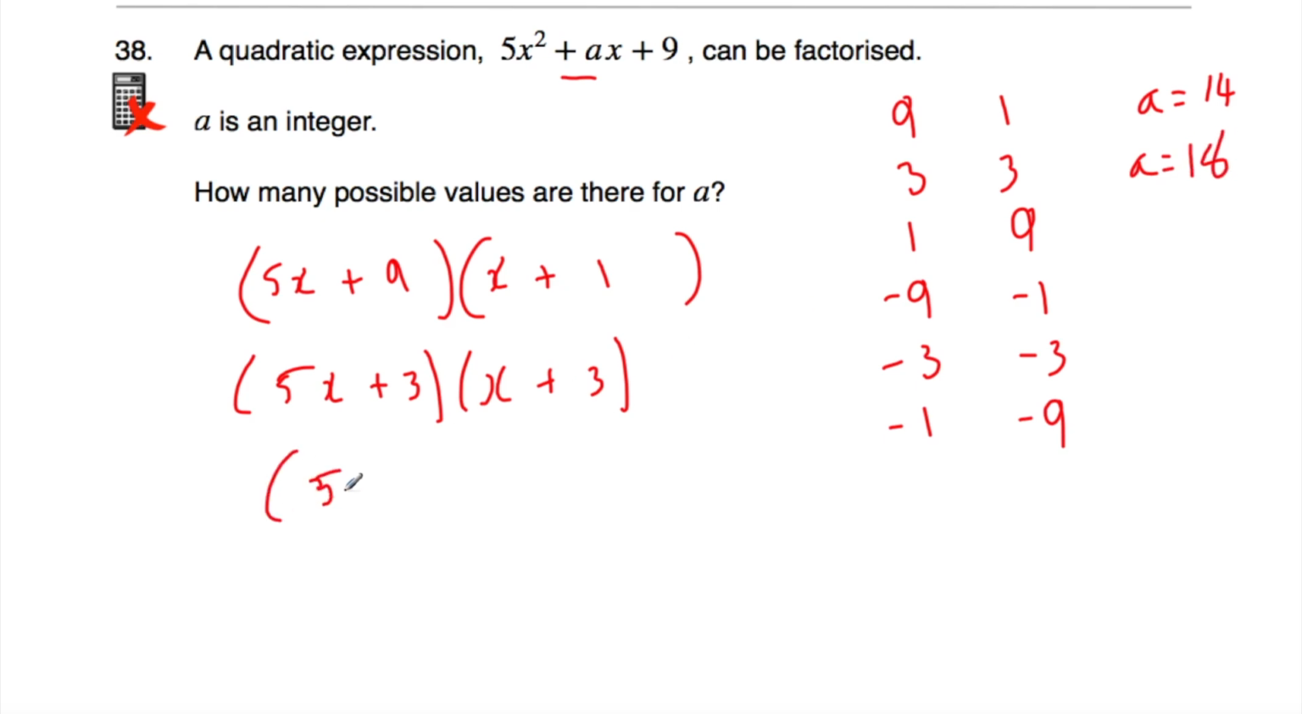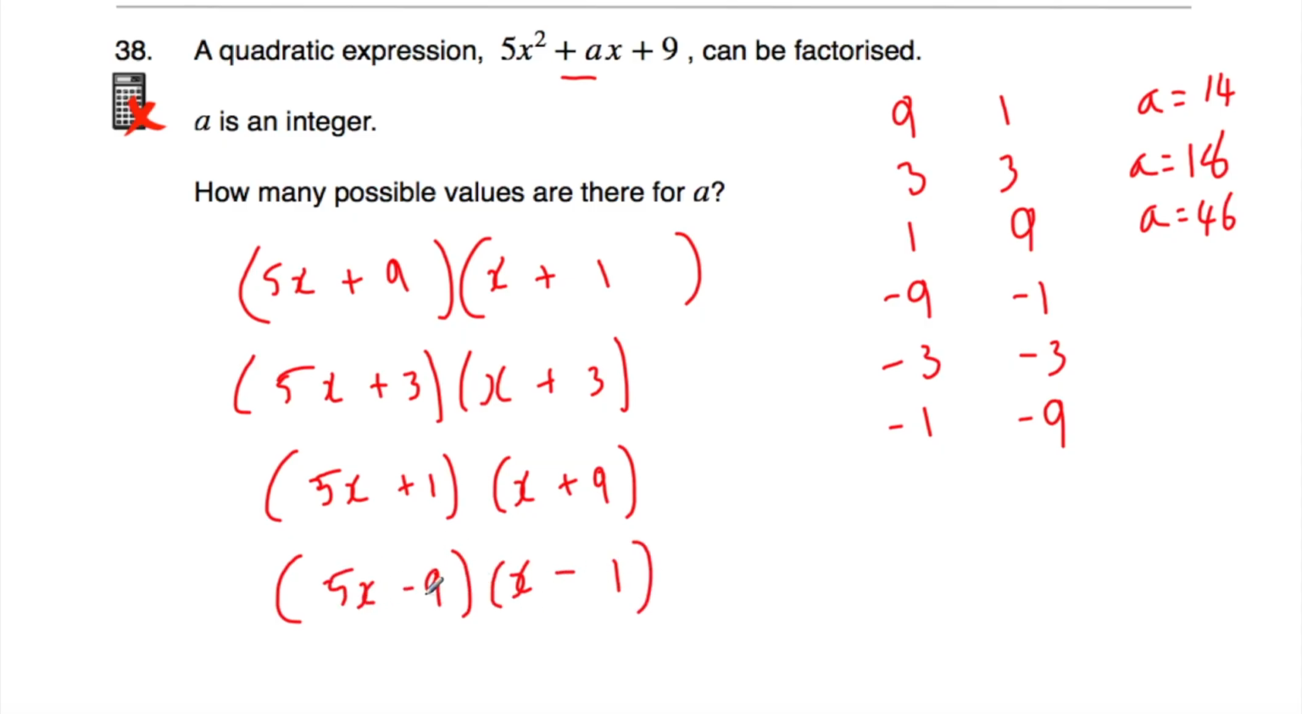If we had 5x plus 1 and x plus 9, if we expand our brackets, let's see what we get. Again, we get the 5x squared. 5x times 9 is 45x, plus another x would be 46x, so a is equal to 46. Okay, now we would have 5x minus 9 and x minus 1. If we expand those middle terms, we'd have 5x times minus 1, that's minus 5x. Minus another 9x would be minus 14x, so a is equal to minus 14. And on the others we would just get minus 18 and minus 46.